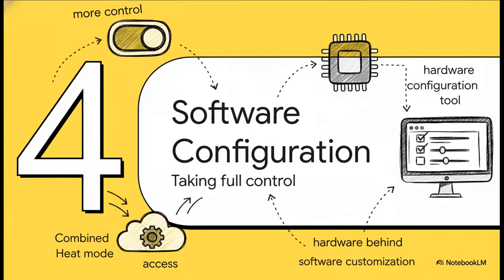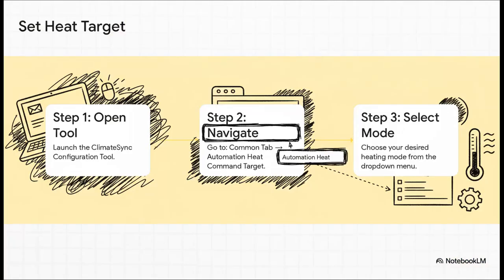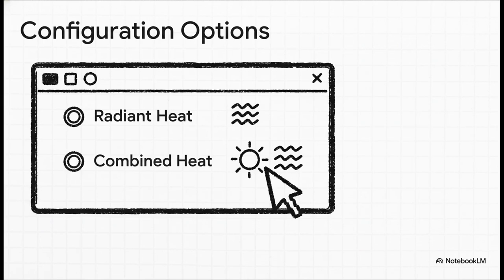But okay, what if you want even more power? What if you want to unlock that awesome combined heat mode? Well, for that, we need to put down the screwdriver and jump into the software. Time for some digital tweaking. And getting this done is super easy. It's just 3 steps. You just pop open the configuration tool, head over to the Common tab, and look for Automation Heat Command Target. It's right there, with a little drop-down menu just waiting for your command. And inside that menu, that's where you really unlock the system's full power. You can set the heat command to fire up just the radiant heat, sure. Or, and this is the really cool part, you can set it to unleash the combined heat mode, getting both systems roaring at the same time.